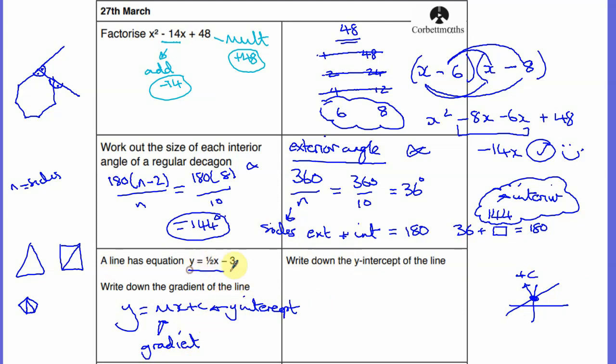This one's quite easy because we can just straight away tell, well, the gradient equals a half, and the y-intercept equals minus 3. It's just easy, nice easy. Y equals, no rearranging. Maybe we'll get some harder questions in later lessons.